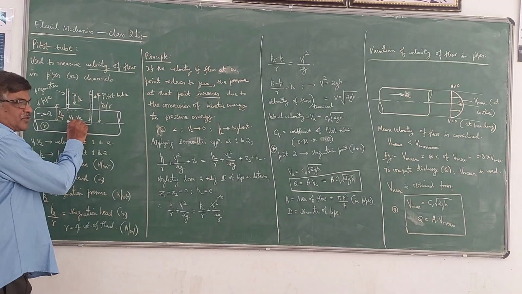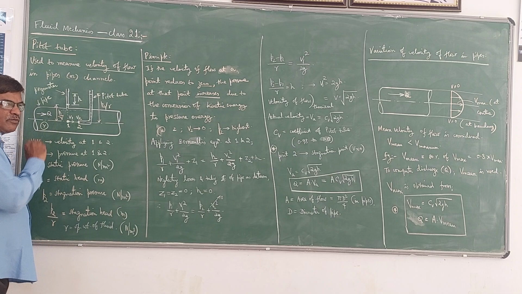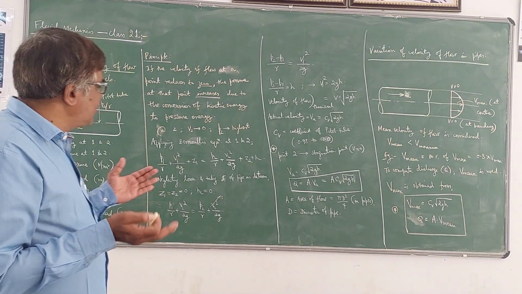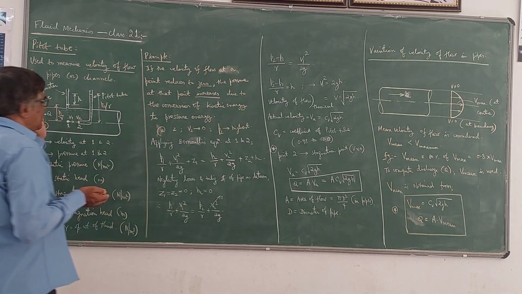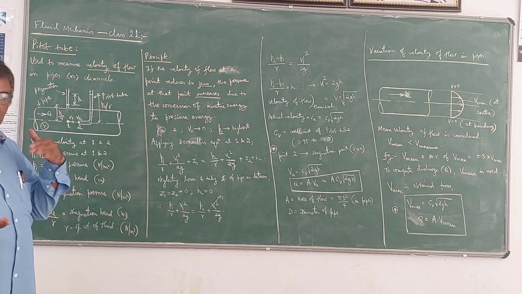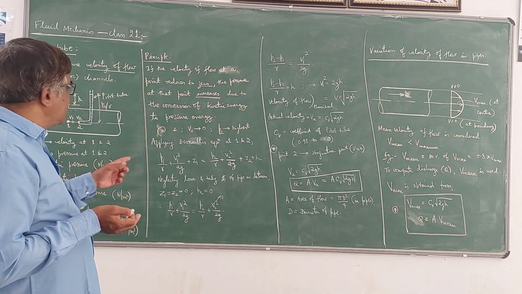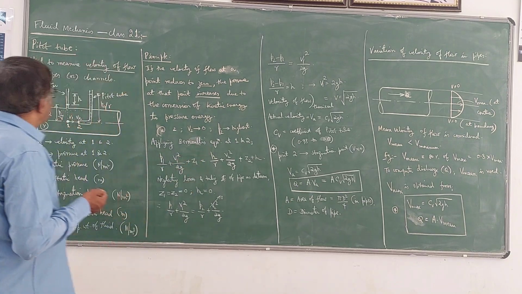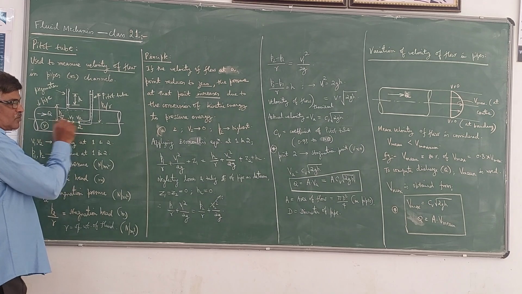So because V2 tends to 0, the V1 value we have to find out. When the V1 value is found out, we can multiply that V1 value by the cross-sectional area of flow to get the discharge Q, or the rate of flow. Now to obtain the V1 value, I have to apply Bernoulli's equation between points 1 and 2, sections 1 and 2.